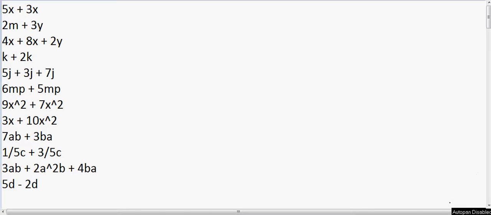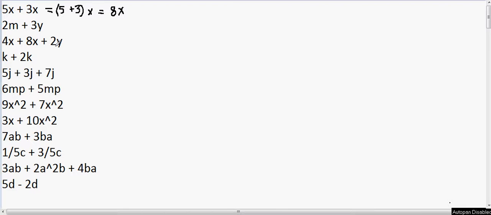Let's look at the first problem. We have 5x plus 3x. Both of these terms have the same variable part, which is x, so we can go ahead and add the coefficients, or the numerical part of each expression, together. So we get (5 plus 3) multiplied by x, and that's equal to 8 multiplied by x.